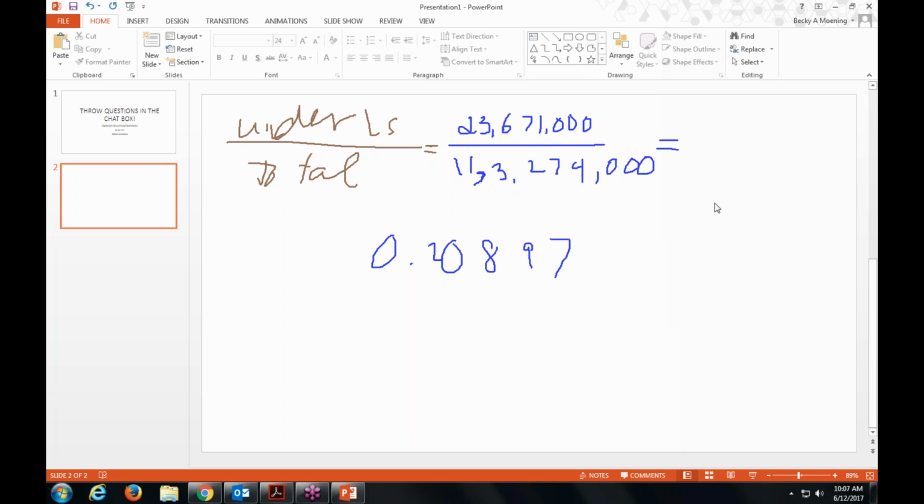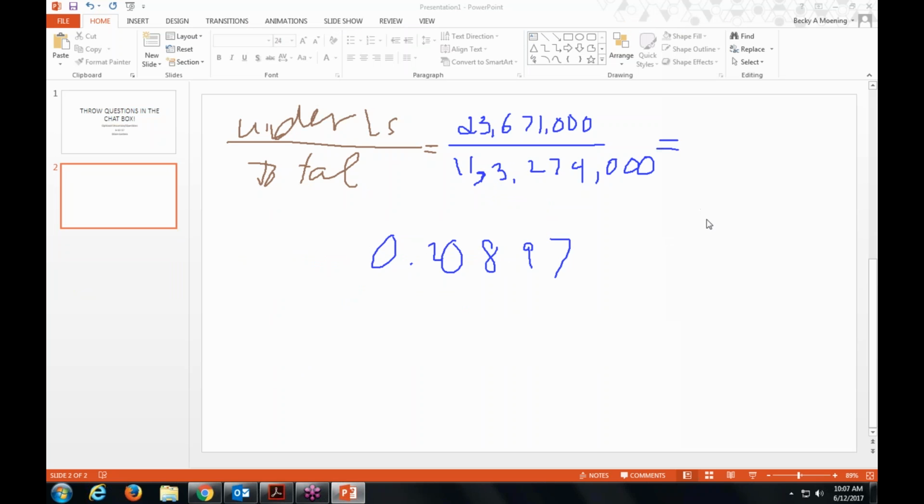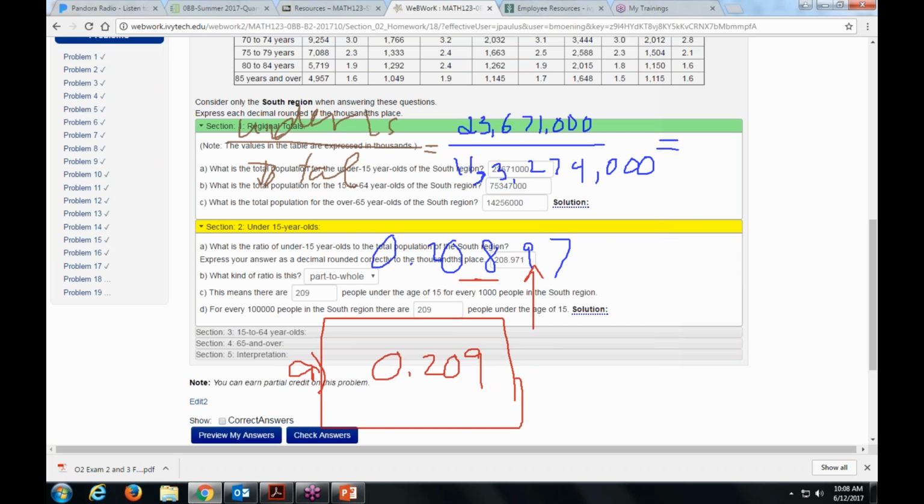But if we go back to the problem, the question says, express your answer rounded correctly to the thousandths place. Okay, so thousandths, if we remember correctly, is here. So I look one past, 9 tells me to round up, so I'm going to be at 0.209. So this is part A for number 2. And feel free to unmute yourself and scream at me if you have questions, or in the chat box. Either one is fine. But I think you are all self-muted, so you should be able to unmute yourself, I believe. Okay, so part A is the 0.209, and you might have to have a 0 in front of that.